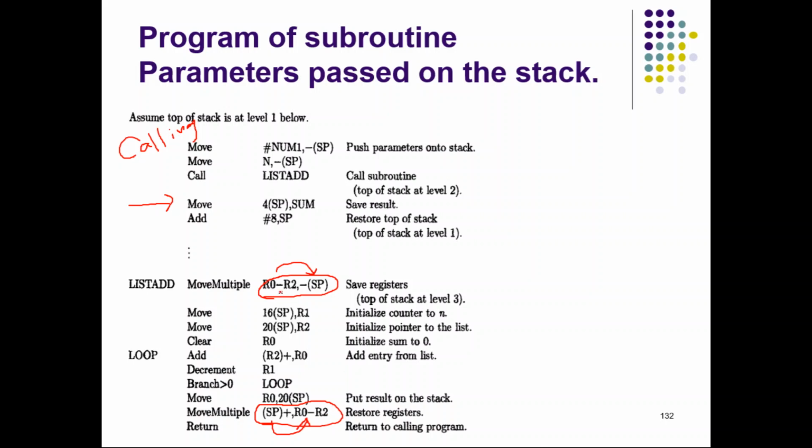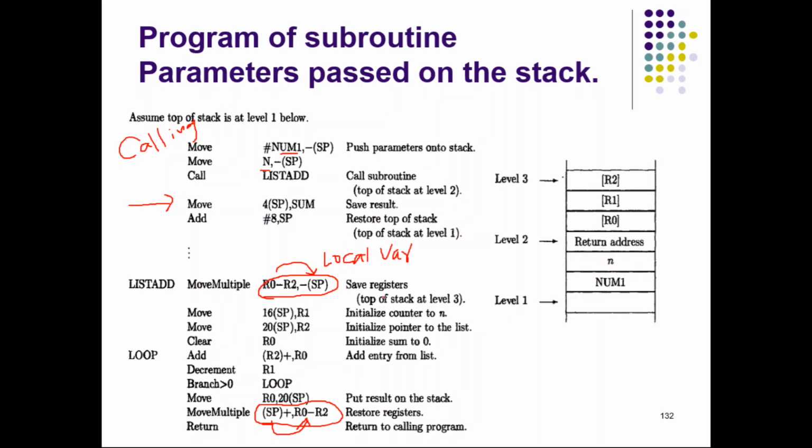So here R0, R1 and R2 are treated as local variables. So apart from pushing the parameters, we are also pushing these local variables into the stack. So what are the parameters here? Num1, n, these are parameters. These also we are pushing into the stack. And we have discussed how all these things are pushed properly, and how all these things are retrieved properly.